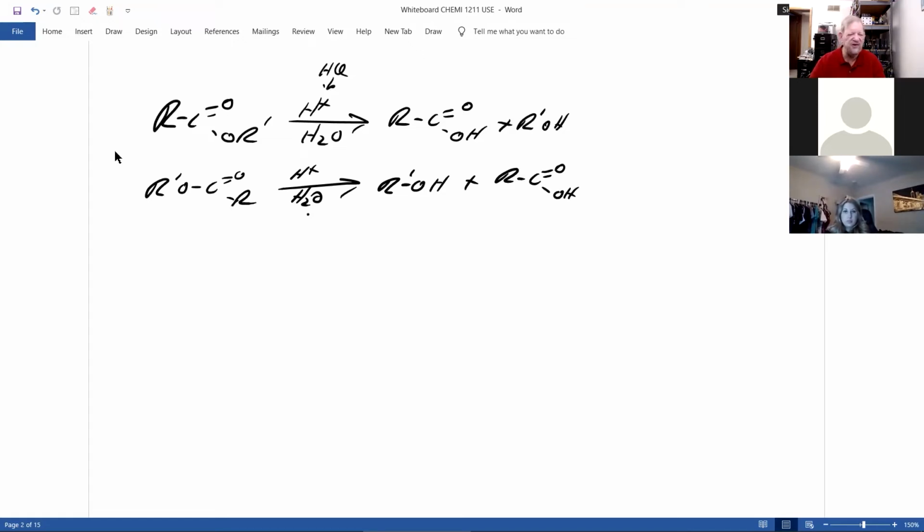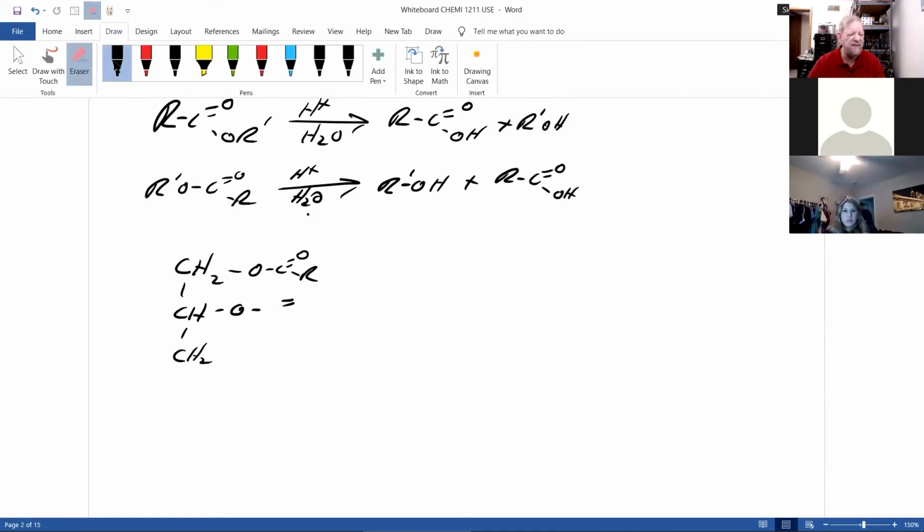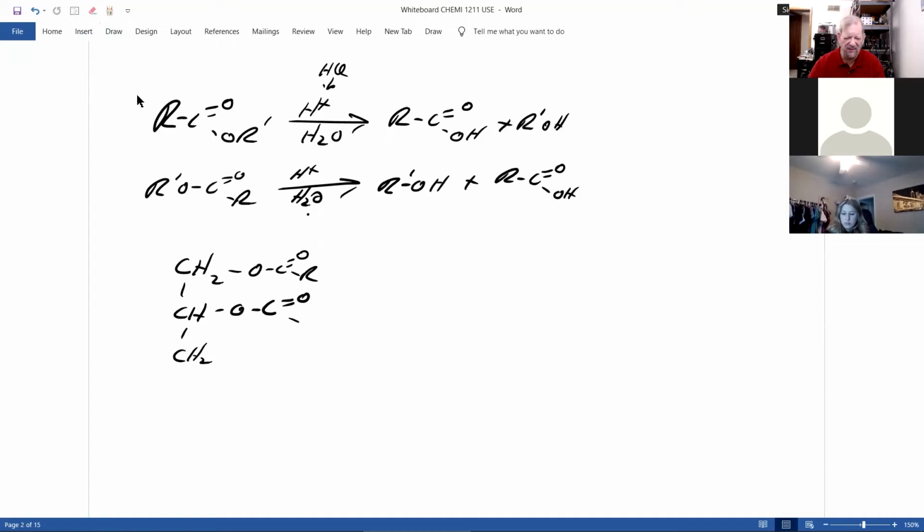And why am I doing this? Let's look at any fat or oil triglyceride. What makes the different fats and oils is what the R group, or R prime, or R double prime is, and I'll talk more about that later. So if I take this and react it with H plus, or I could have put HCl, which is H plus, an acid, and water, this is 1, 2, 3 esters.